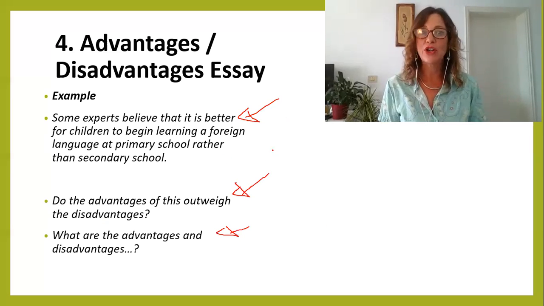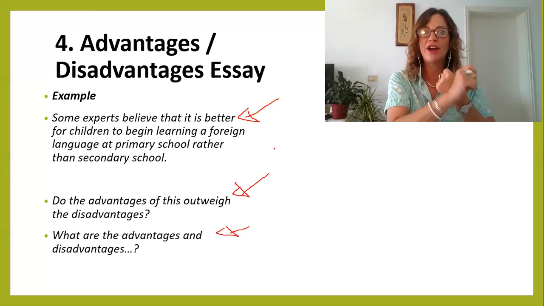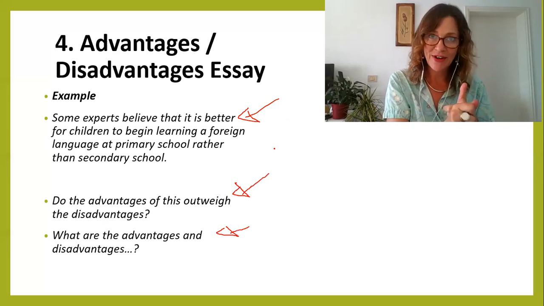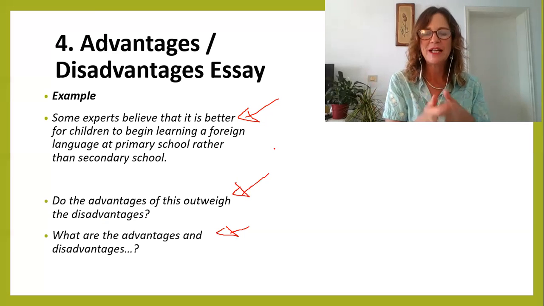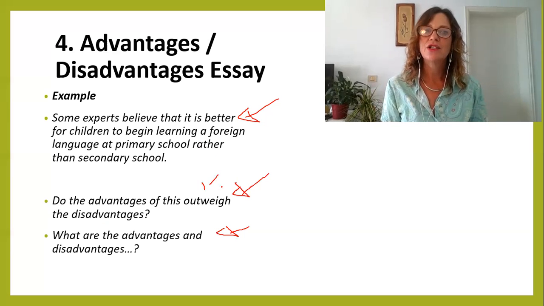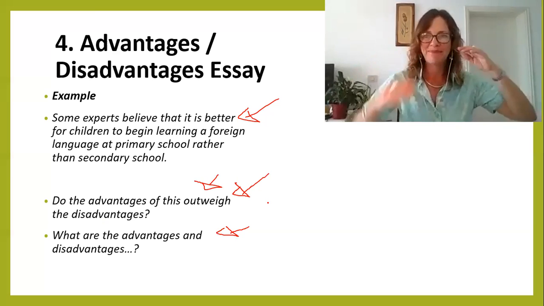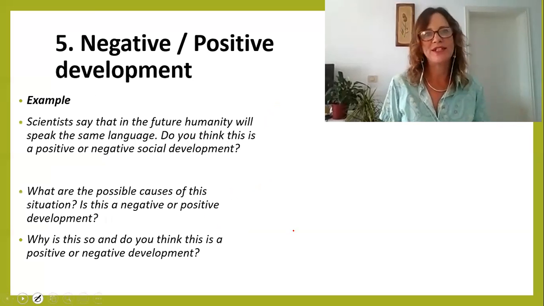So with this one, you're going to have to think of the advantages for learning a foreign language at primary school, the disadvantages of learning a foreign language at a very young age. You need to give both. And of course, then with this one, you're asked to decide which outweigh the other. All right, let's see the next one, next type of question.